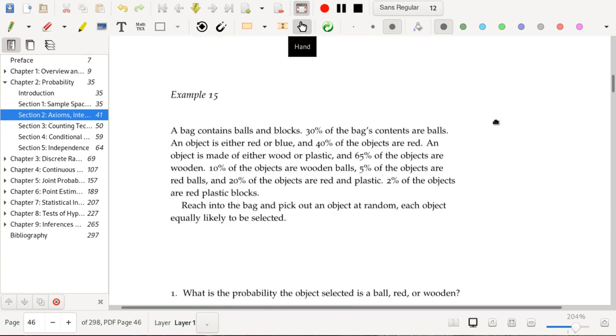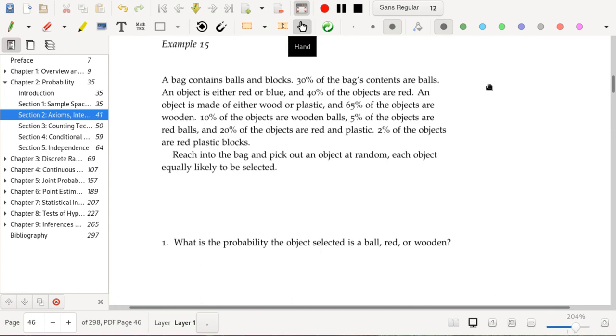All right, next example. A bag contains balls and blocks. 30% of the bag's contents are balls. An object is either red or blue, and 40% of the objects are red. An object is made of either wood or plastic, and 65% of the objects are wooden. 10% of the objects are wooden balls, 5% of the objects are red balls, and 20% of the objects are red and plastic. 2% of the objects are red plastic balls. There's a typo here. We're going to need to change blocks to balls.